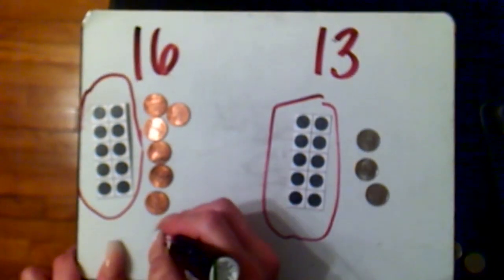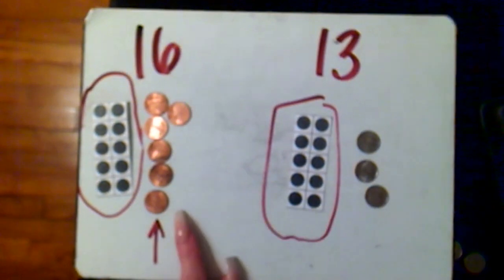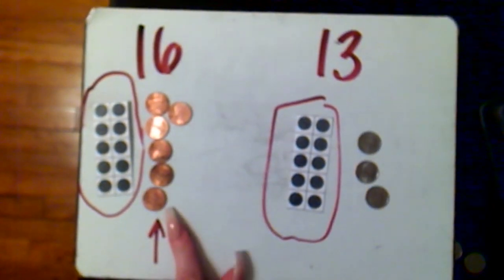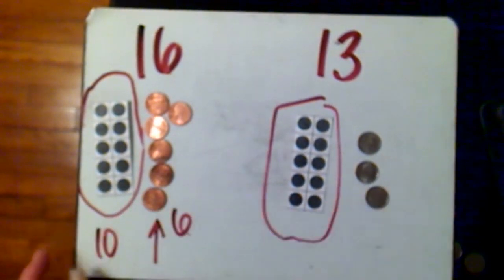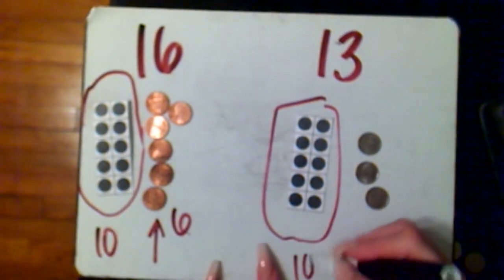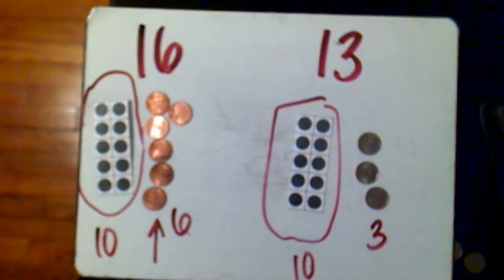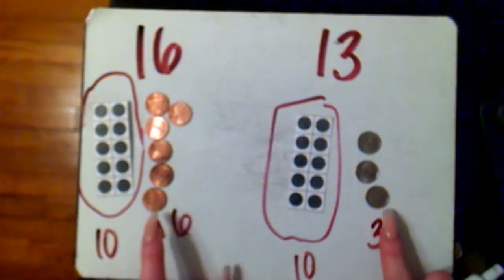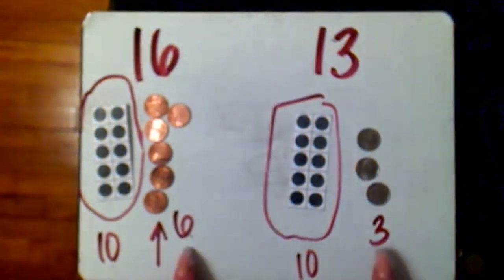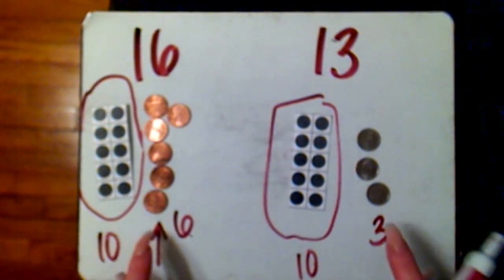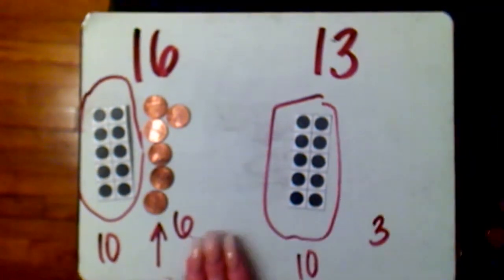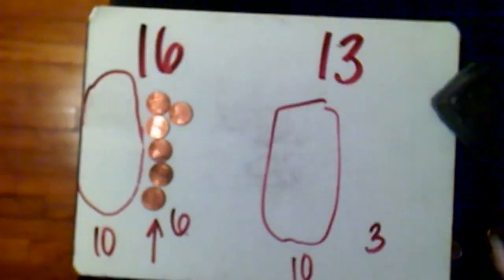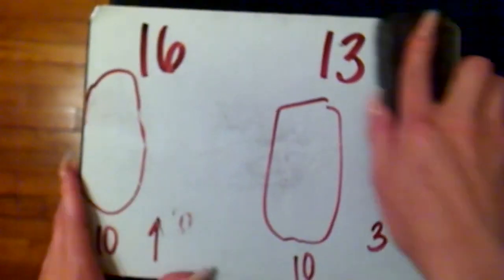I know that this number has more because we've got more extra ones. This group has 10 and 6 extra ones. This group has 10 and only 3. Super math kiddos know that 6 is more than 3. So we can use those extra ones to help us remember which number is bigger or which number is smaller.